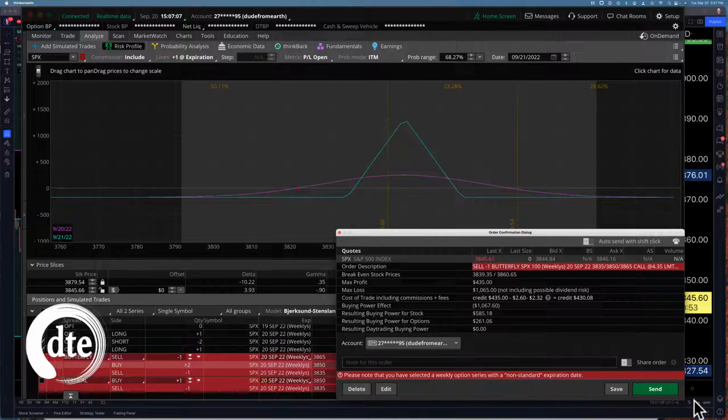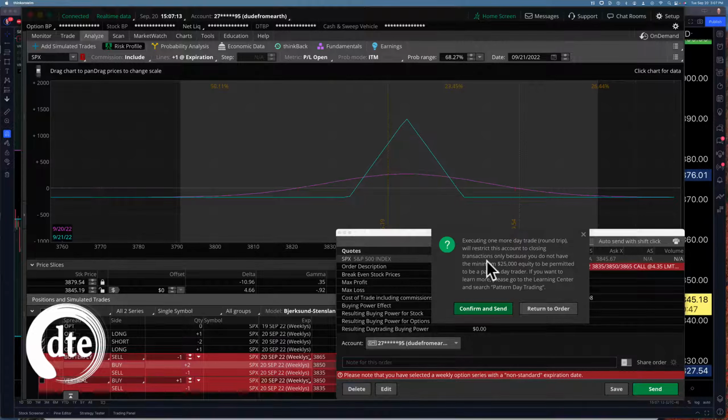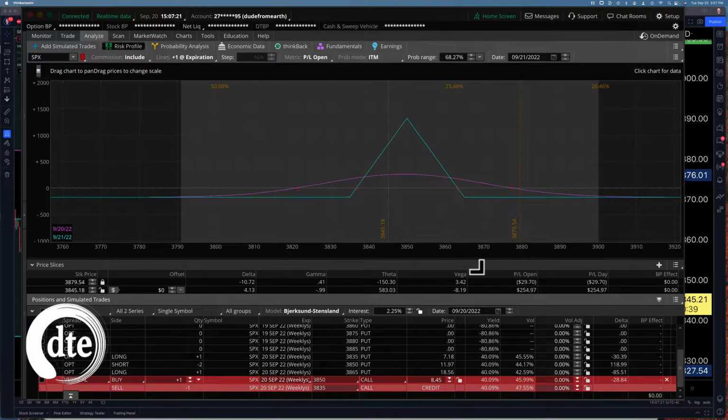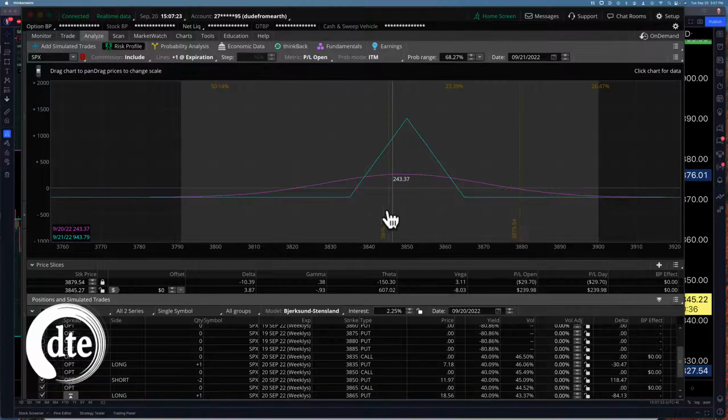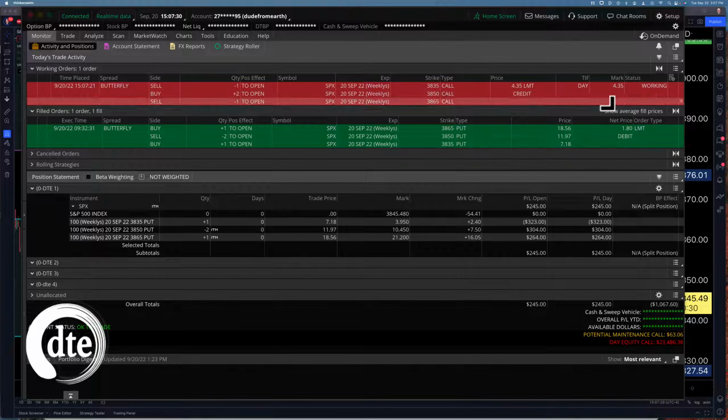All right. And now watch what happens when I click send. It's going to tell me something. It's going to say, oh, hey, wait a minute, you are in a pattern day trader quandary. As a matter of fact, I've already violated the pattern day trader rule. There, it's on. Let's take a look. It's working.